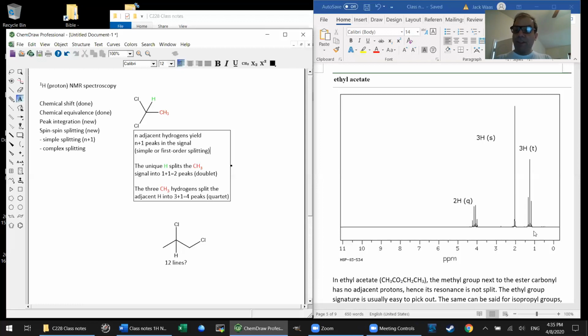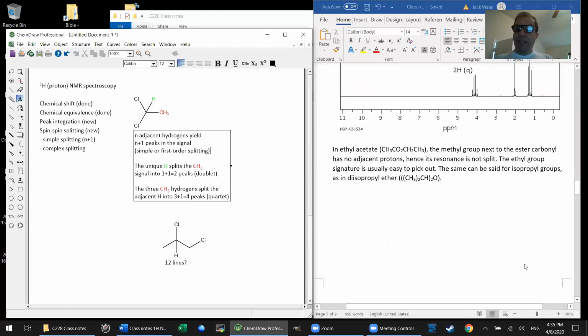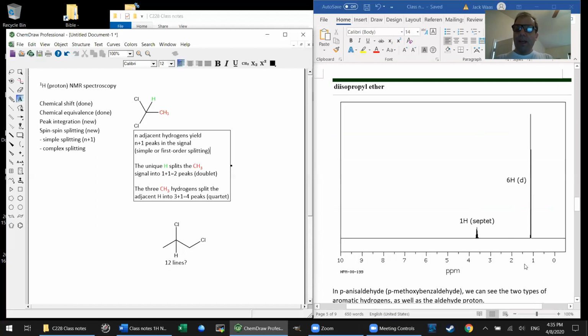And likewise, the 3H resonance for this methyl group, that methyl group has 2 adjacent hydrogens. 2 plus 1 is 3. And just as simple spin-spin splitting predicts, we see that this is split into a triplet. So that's a very typical splitting pattern. Ethyl groups are very common, and they typically show up something like that, depending on what the ethyl group is attached to. But that sort of triplet-quartet pattern is very common for ethyl groups.